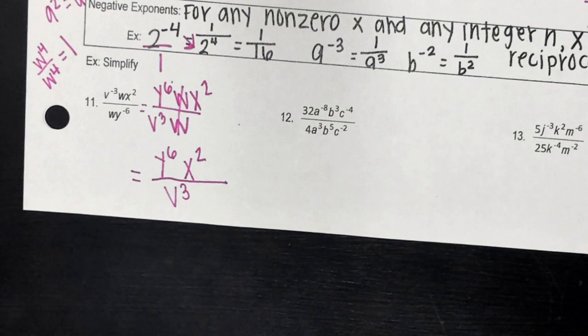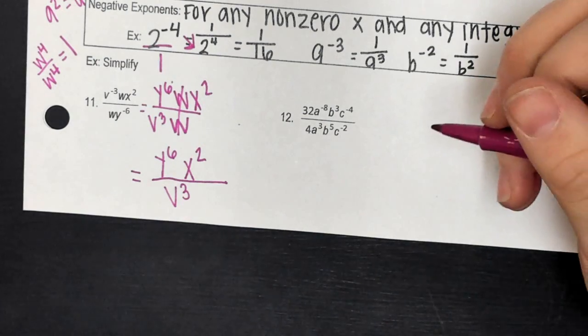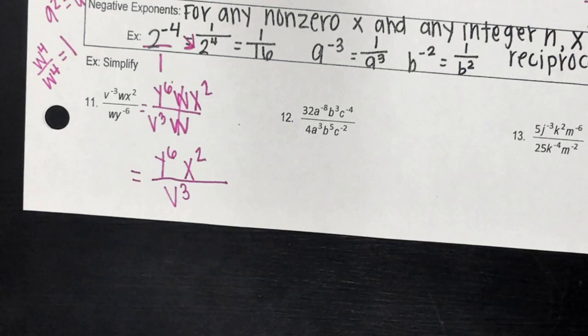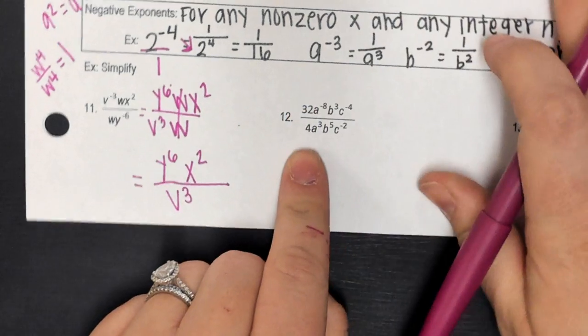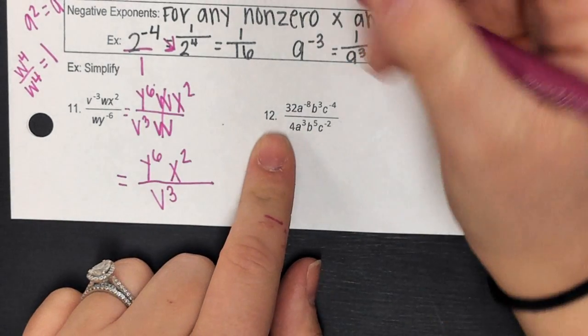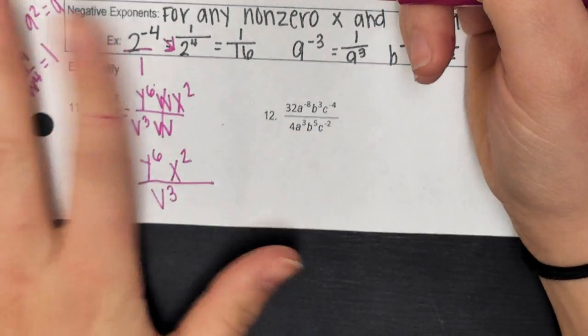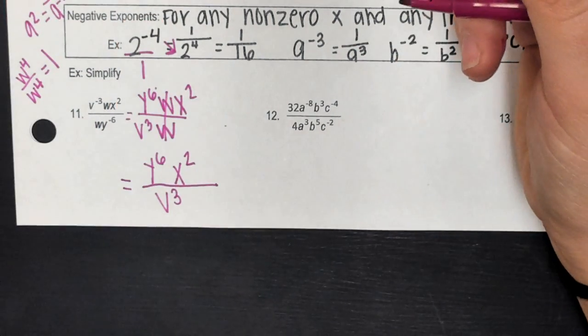Number 12. What do we see in this one that we haven't seen yet? Numbers. 32 and 4. Numbers like 32. Okay? It's a constant.